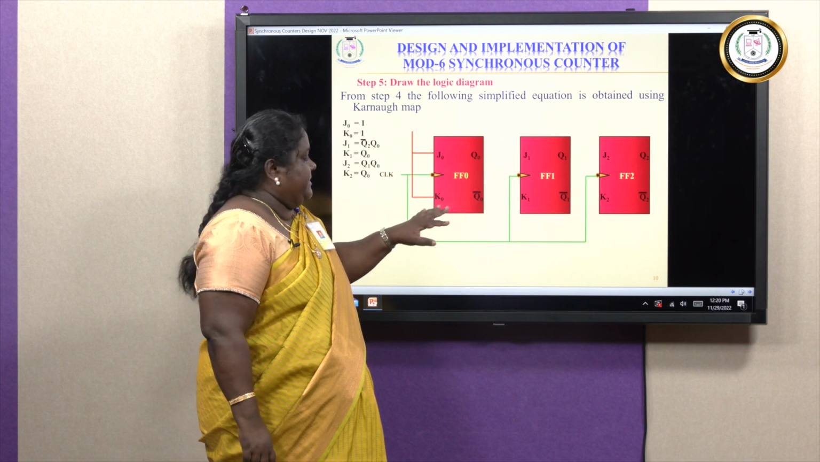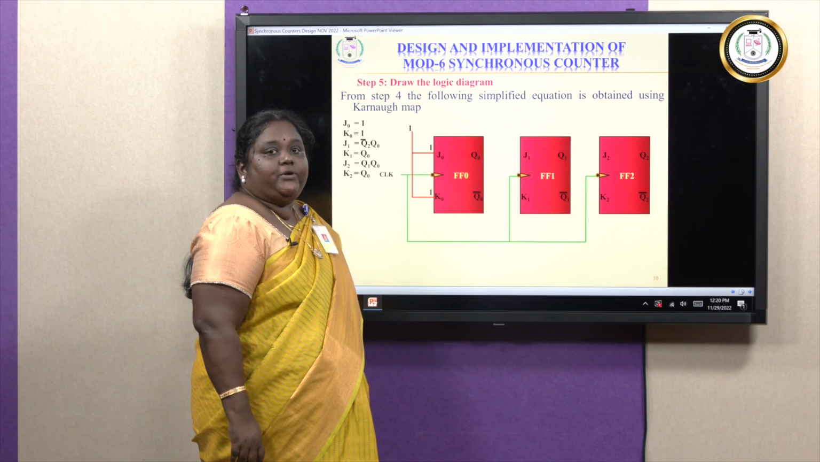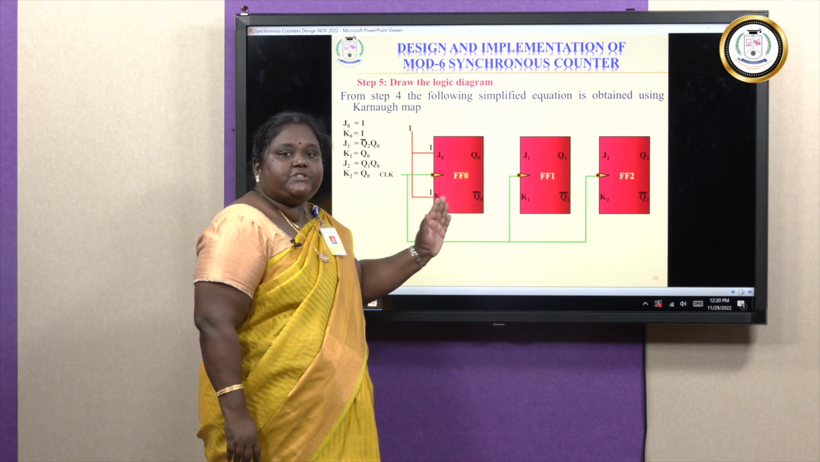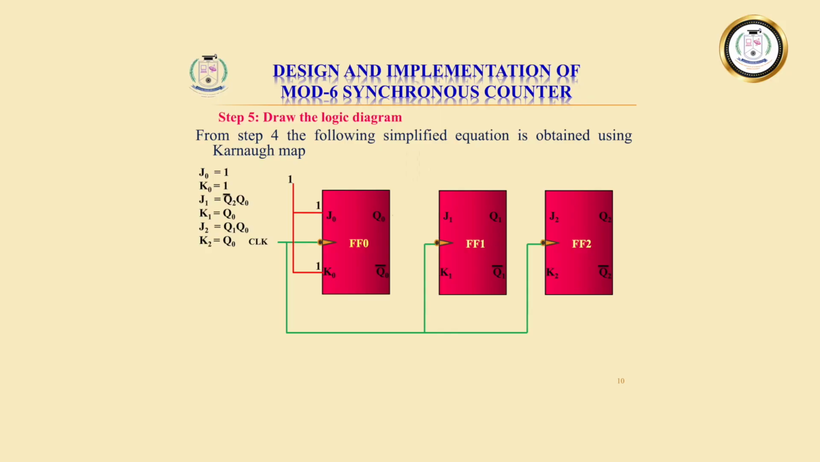So it is a high signal. Let us give 1 to J0 and 1 to K0. So we have completed giving the input combinations for flip-flop 0, that is FF0. Next, let us move on to the second flip-flop, that is FF1.